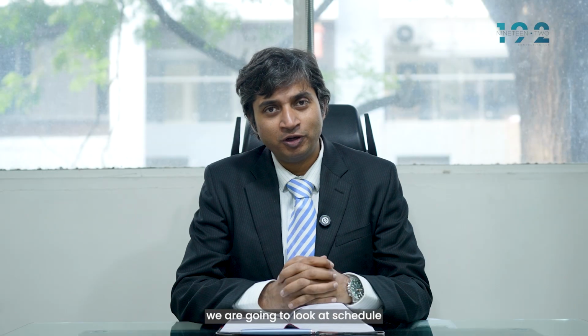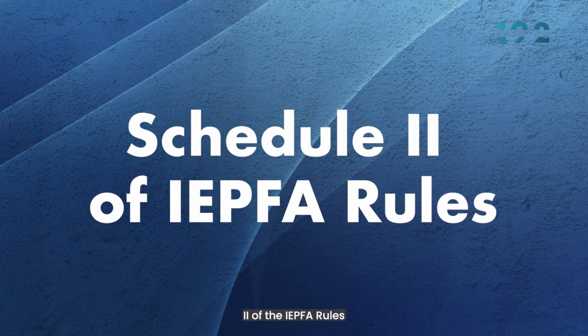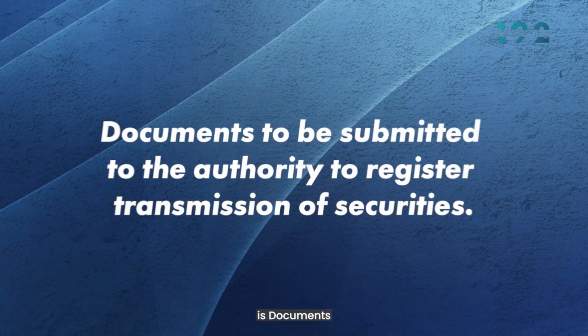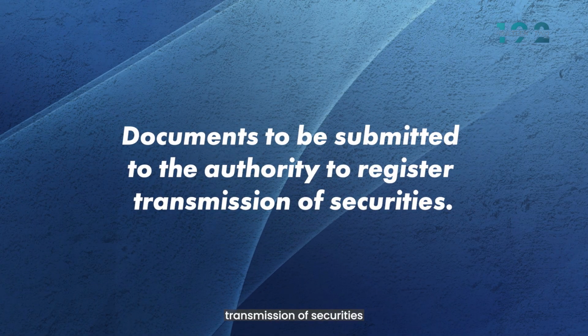In today's video, we are going to look at Schedule 2 of the IEPF rules. Schedule 2 deals with Rule 7 of the IEPF rules. Now, the title of Schedule 2 is Documents to be submitted to the authority to register transmission of securities.